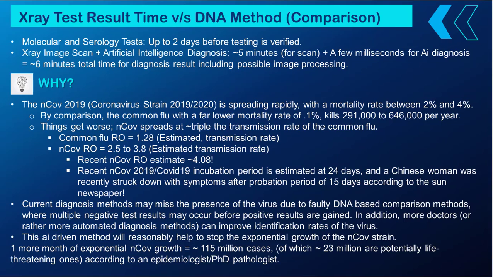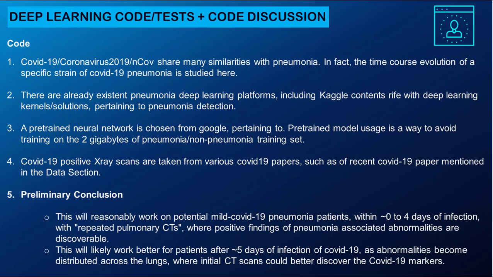Till now, we have the traditional DNA testing method based on molecular serology tests, which takes around 2 to 3 days for report generation, but this AI-based X-ray image scan provides an accurate result within around 6 minutes by image processing. So artificial intelligence diagnosis can prove to be a better testing approach for COVID-19 virus detection. COVID-19 shares many similarities with pneumonia.